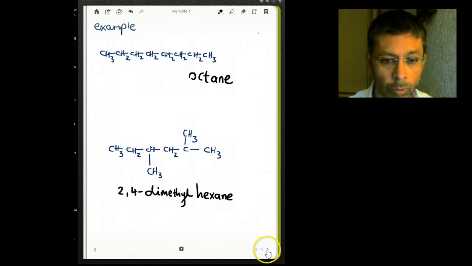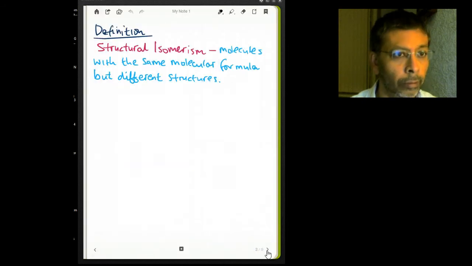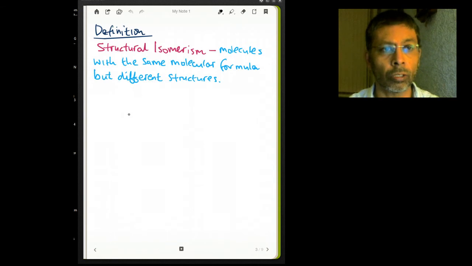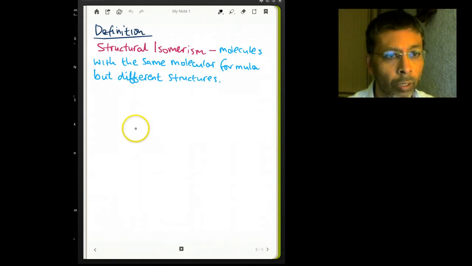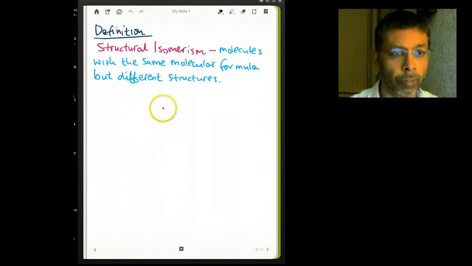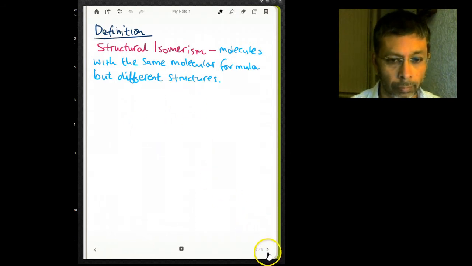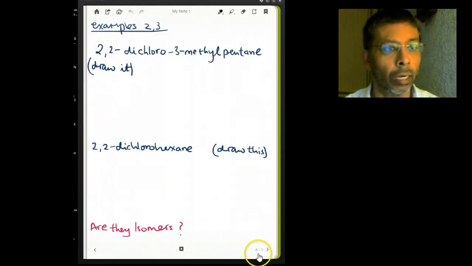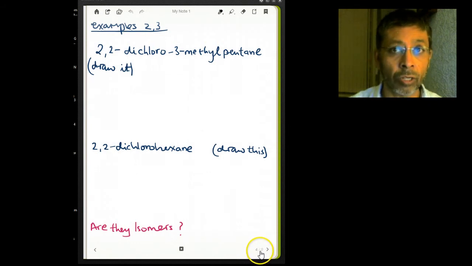Let's try some more. Oh, before we do that, let's just do the definition for structural isomerism. Molecules with the same molecular formula but different structures. Right. Memorize that one. Right. Examples 2 and 3. What we'll try to do now, we've got the name, let's try to draw it.